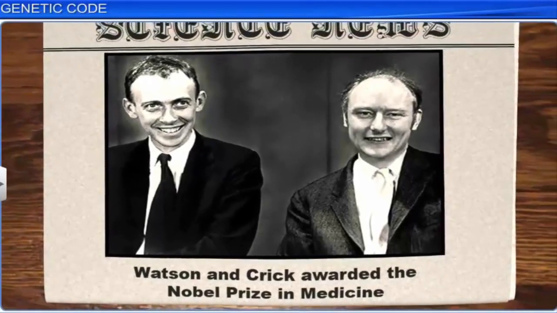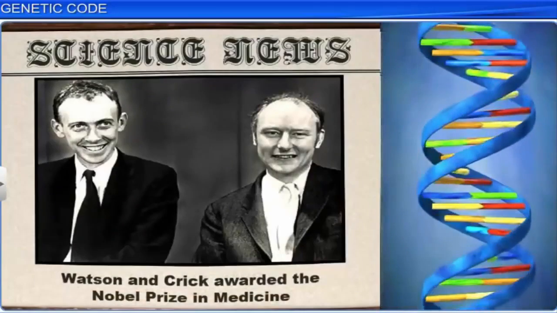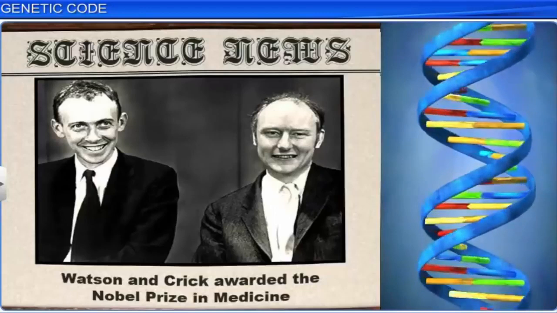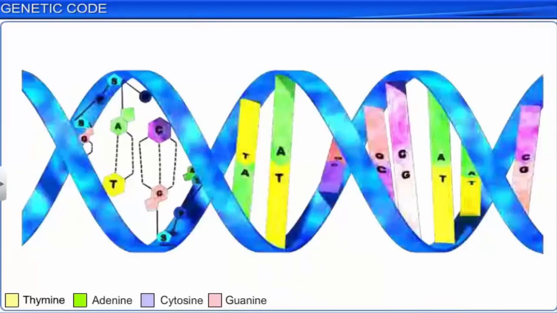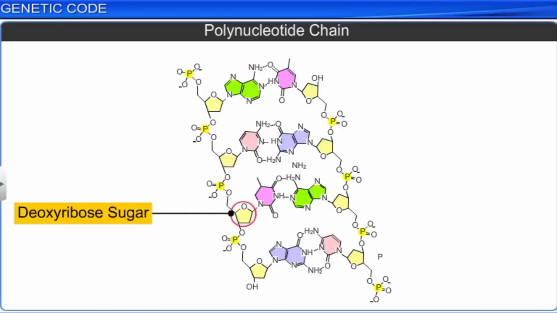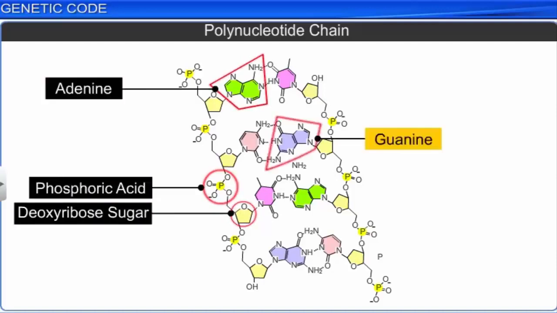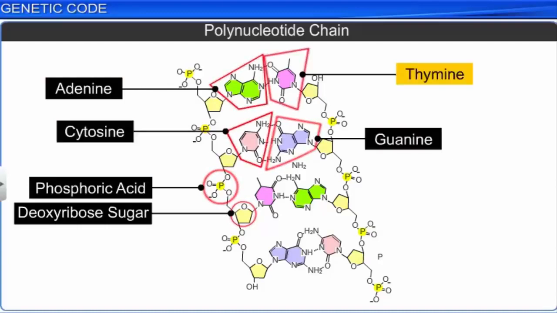In 1962, James Watson and Francis Crick won the Nobel Prize for Medicine for deciphering the structure of DNA, the molecule that contains an organism's genetic blueprint. Through experiments, Watson and Crick had revealed that DNA was a double helix polynucleotide molecule, with each nucleotide consisting of the deoxyribose sugar, phosphoric acid, and nitrogenous bases adenine, guanine, cytosine, and thymine that are commonly called nucleotides.